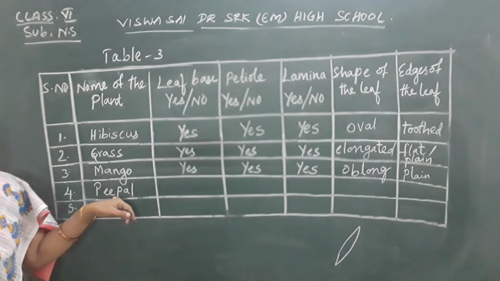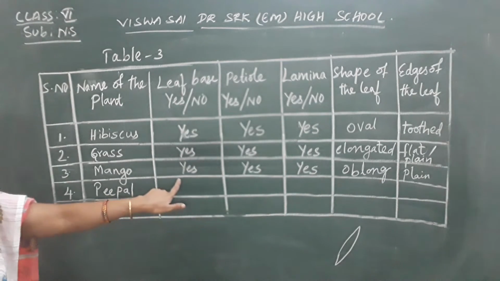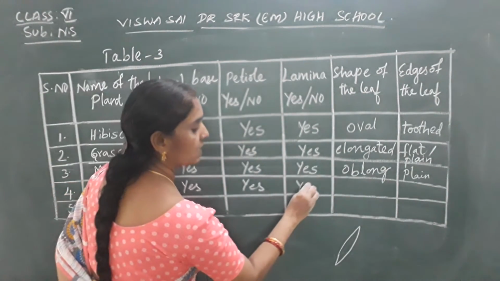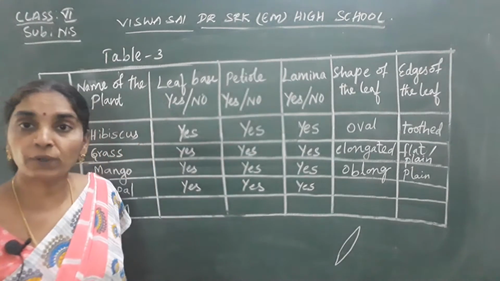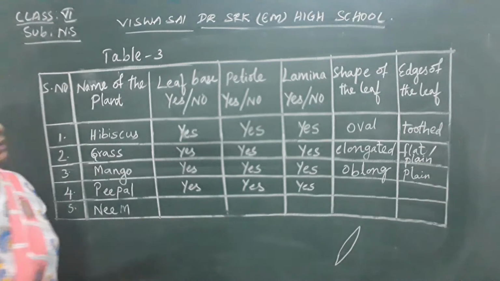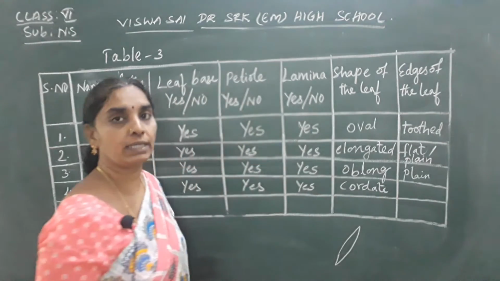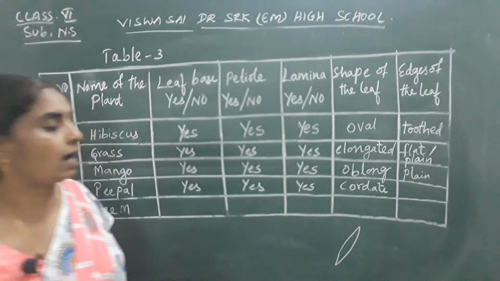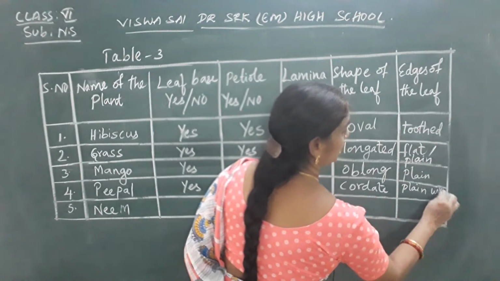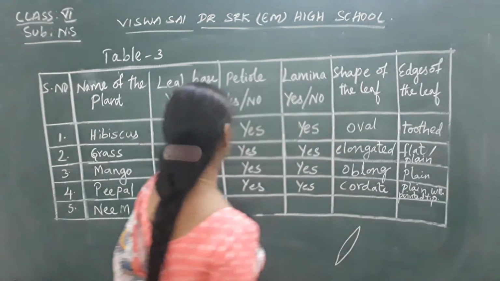Next, coming to the peepal leaf. Peepal leaf, we can say it has leaf base, it has petiole, it has lamina, and the shape of the peepal leaf is cordate. And its edges, that is heart shape, isn't it? So it is cordate shape, and the edges of the leaf are plain and with the pointed tip. With pointed tip for the peepal leaf.